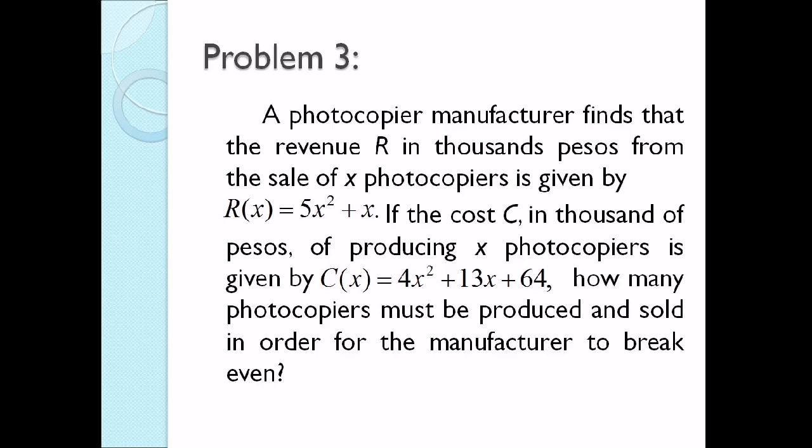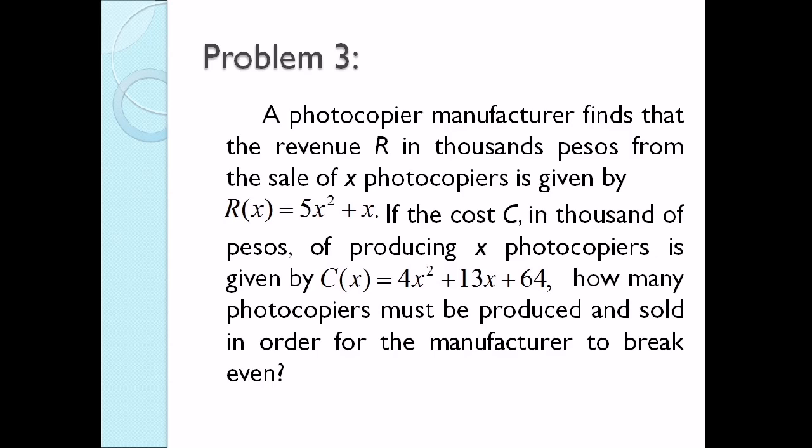manufacturer to break even? Again, a photocopier manufacturer finds that the revenue, denoted by R in 1,000 pesos, from the sale of x photocopiers is given by R of x equals 5x squared plus x. If the cost, denoted by C in 1,000 pesos, of producing x photocopiers is given by C of x equals 4x squared plus 13x plus 64, how many photocopiers must be produced and sold in order for the manufacturer to break even? So let us identify first what the given are in our problem.